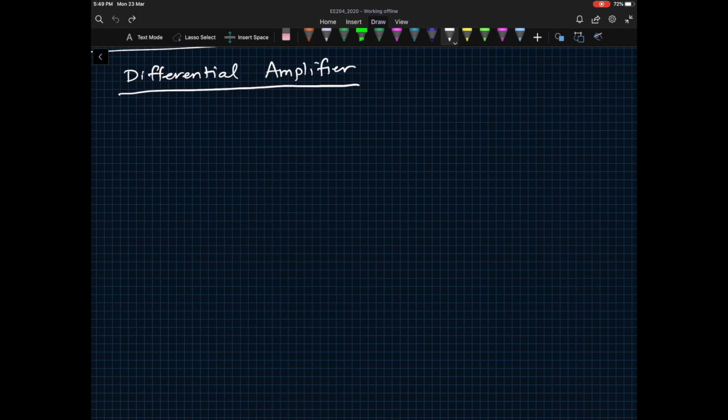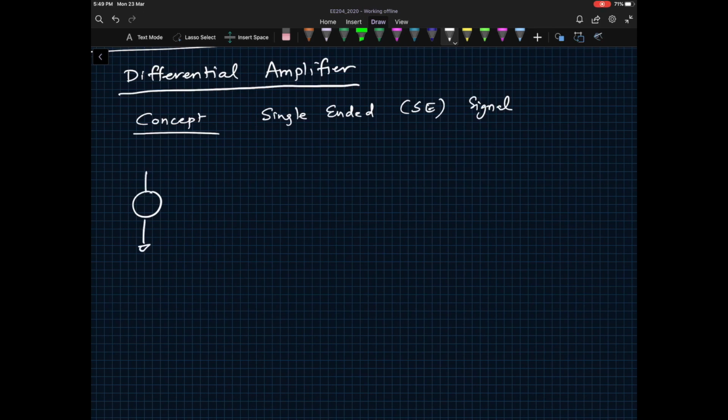So as a concept, we call this a single-ended signal, signified like this. This is your plus minus, and this is your VSE, and VSE is equal to VC cos omega_C t plus VD cos omega_D t. Again, this is just to make you understand what this means.